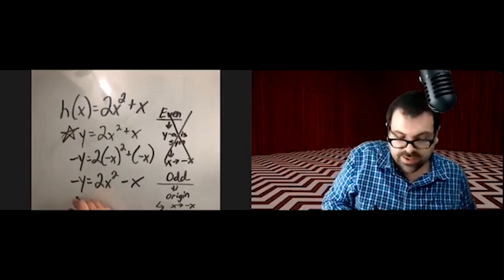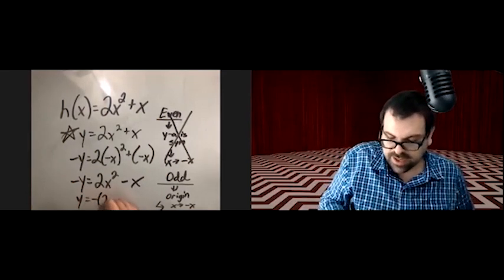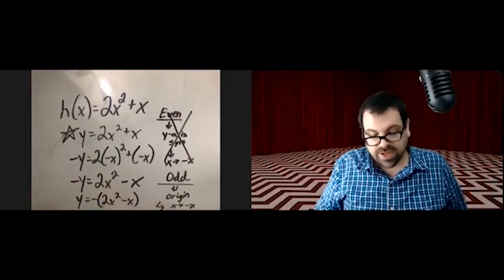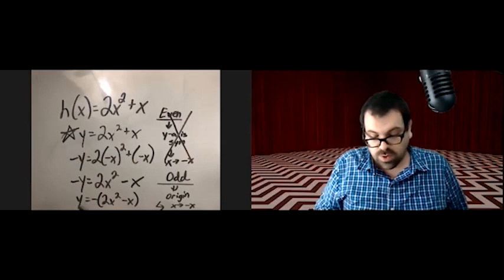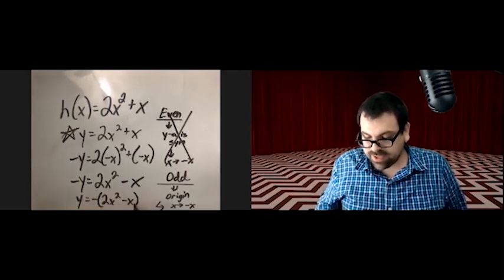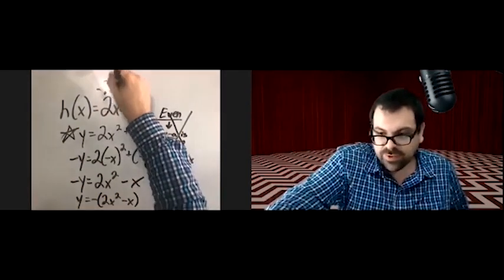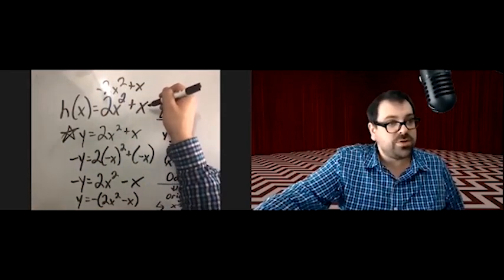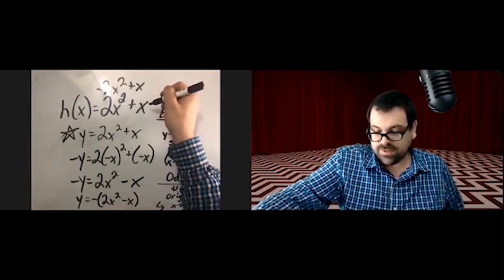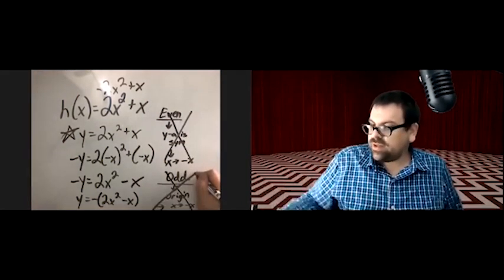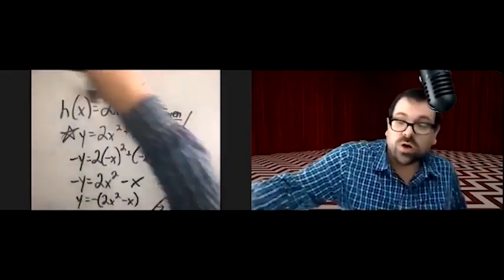Multiply both sides by the negative. If I distribute, here's my y equals. Here I would have negative 2x squared plus x. Negative 2x squared plus x is not the same as positive 2x squared plus x. So I don't have origin symmetry. This one is neither even nor odd.